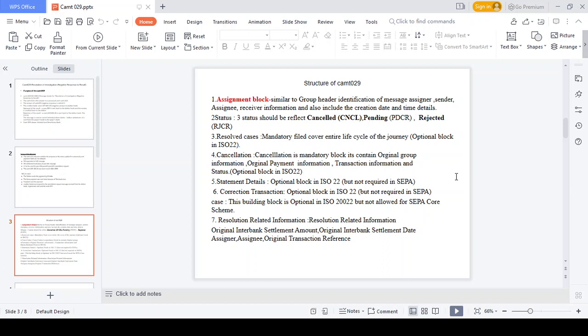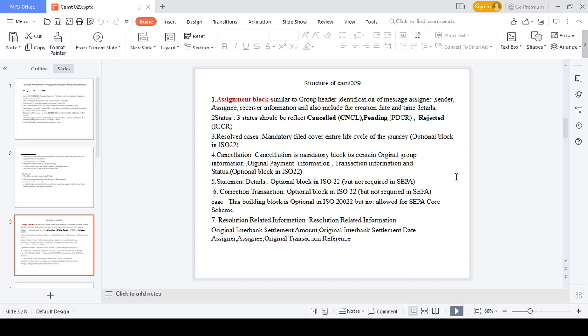Status is also important, because when you recall the payment you can get either positive or negative feedback. You can get three kinds of status from camt.029: cancelled, CNCL; pending, PDCR; and rejected, RJCR. Resolved cases should show the entire journey of the payment life cycle.